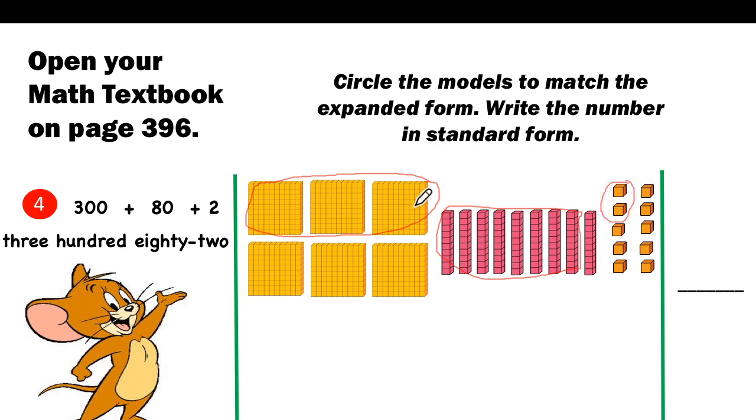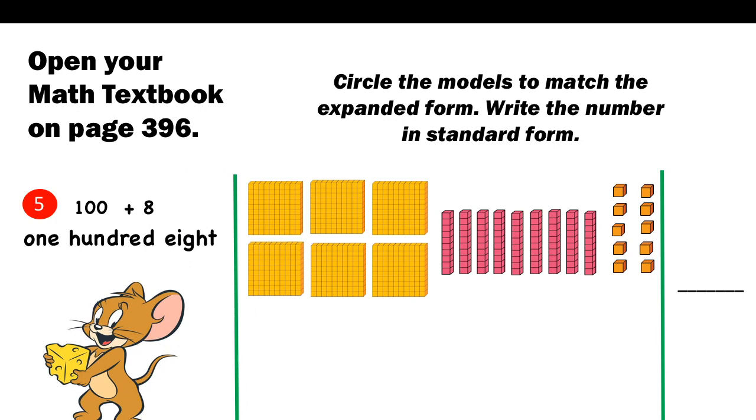Let's do it again. How many hundreds did you circle? 3. How many tens did you circle? 8. How many ones did you circle? 2. What will be the standard form? 382. Write it on the line. 382.